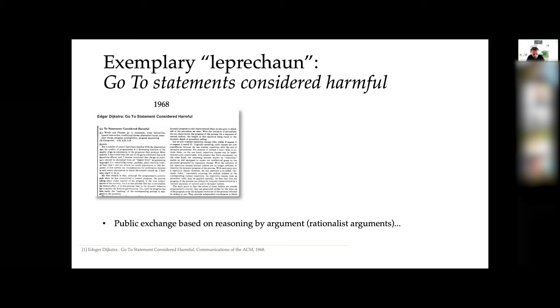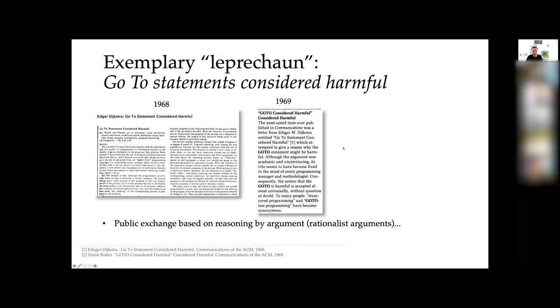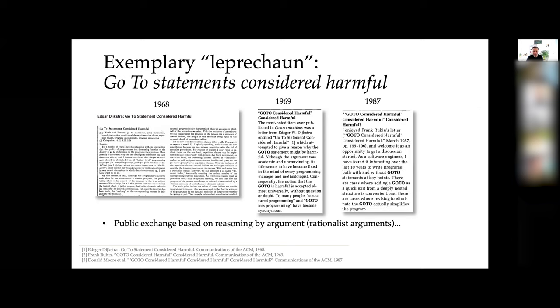And it not only was one argument, but it led to a very interesting public exchange by different scholars, all of them published in the Communications of the ACM, the Association for Computing Machinery. This article, Go-To Statements Considered Harmful, led to a follow-up article, a counter-argument, again titled Go-To Statements Considered Harmful, leading again to another article, and so on and so forth. And you can read this up actually in a Wikipedia article.